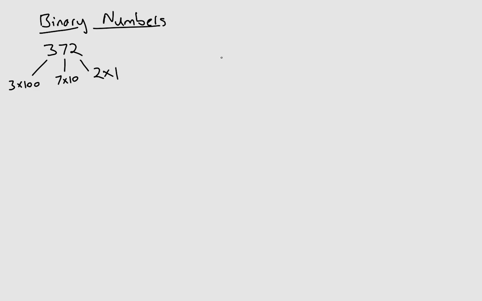And the binary number system is really simple. It's really similar. We just use noughts and ones. There are only 2 numbers in it. And the way it works is, let's take a number like this: 1, 0, 1, 1.